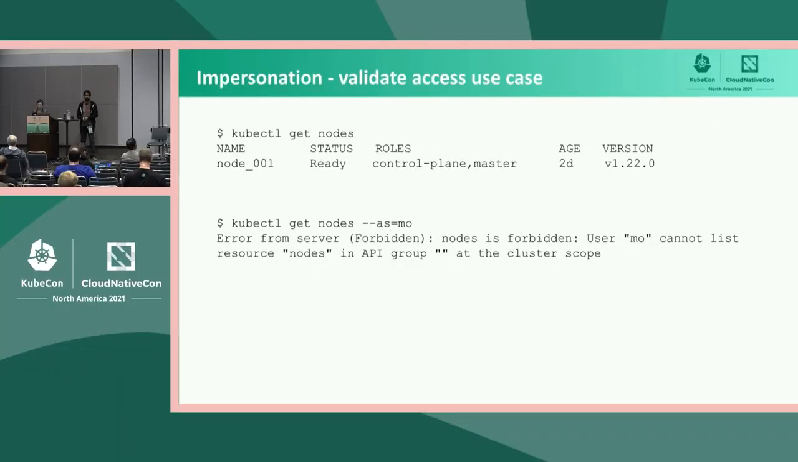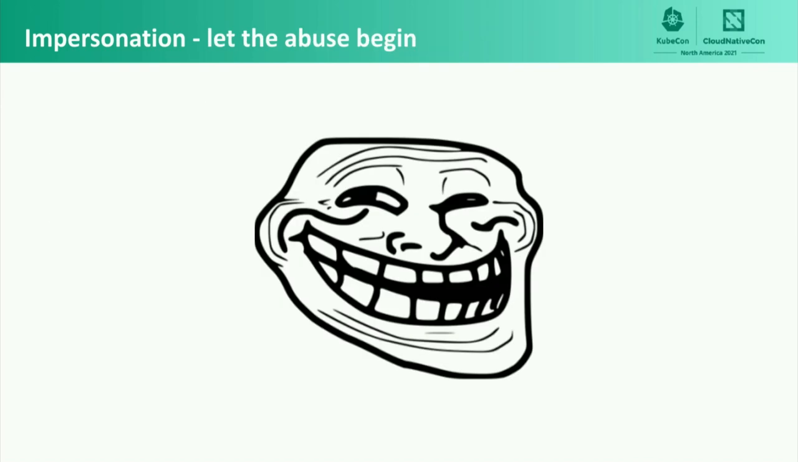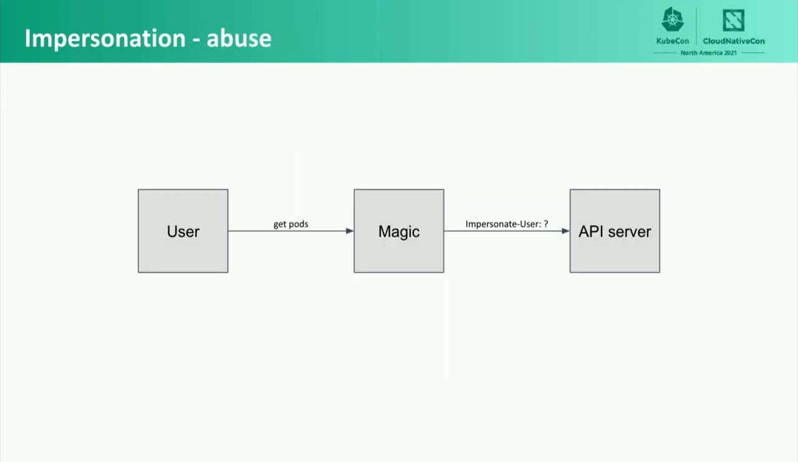Another one is the I want to validate access use case. You can imagine you're a cluster admin user and you want to make sure that Mo can't perform some action. You just impersonate Mo and try to do the action, perhaps as a dry run or something, and you'll be able to see if he is or is not able to do that action. So how can we abuse this? We'll see. So let's walk through this example.